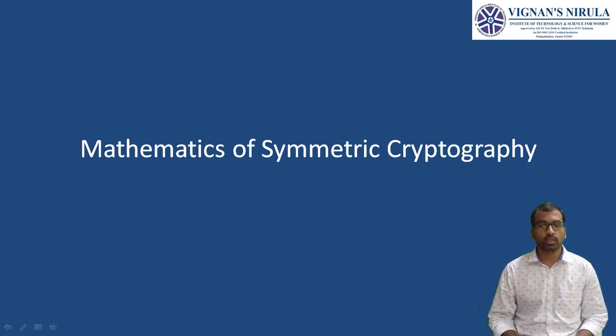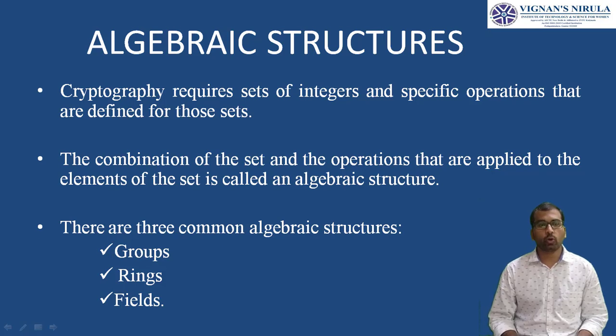Today, I am going to discuss the mathematics of symmetric key cryptography. So, coming to the topic, cryptography requires a set of integers and specific operations that are defined for those sets. A combination of a set and the operations that are applied to the elements of the set is called an algebraic structure. There are three common algebraic structures. The first one is groups, the second one is rings, and the third one is fields.